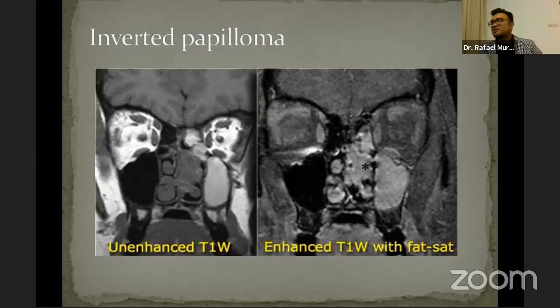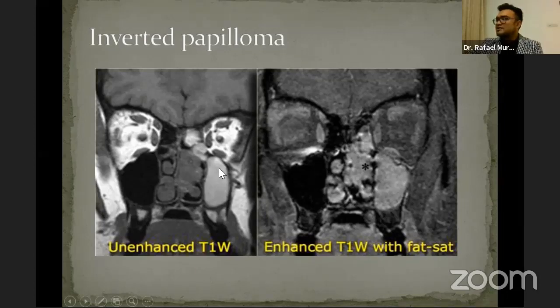So this is a case of inverted papilloma. Inverted papilloma is characterized by inversion of the neoplastic epithelium into the underlying stroma. It represents a unilateral nasal polyp which arises from the lateral nasal wall, usually the region of the middle meatus and the middle turbinate. Extension into the maxillary and ethmoid sinus is very common, and it causes non-specific symptoms like nasal congestion or epistaxis, and biopsy is necessary.